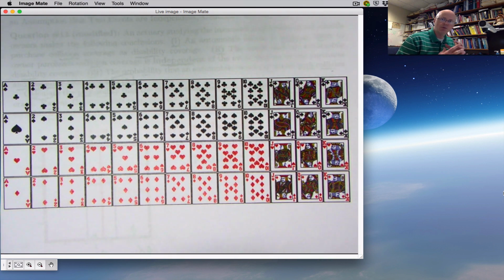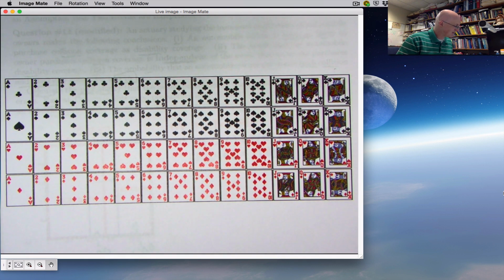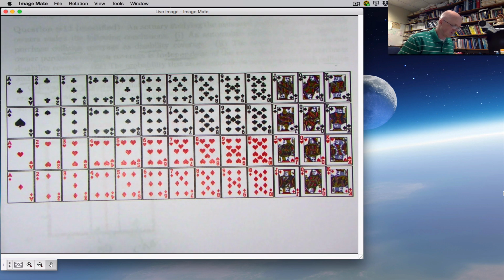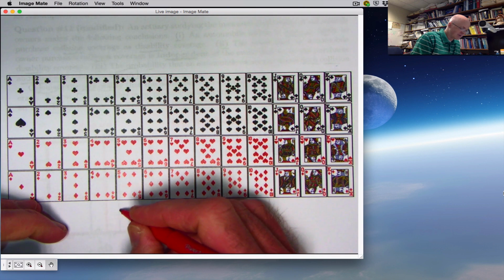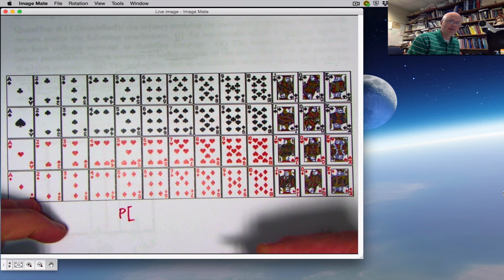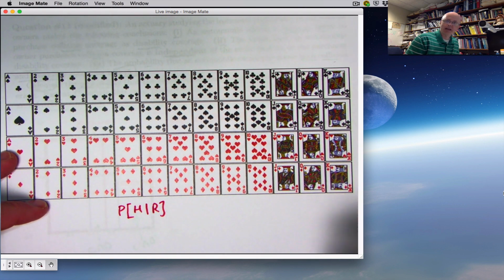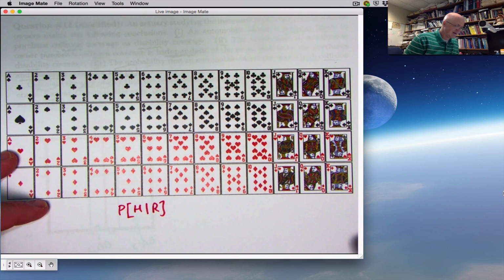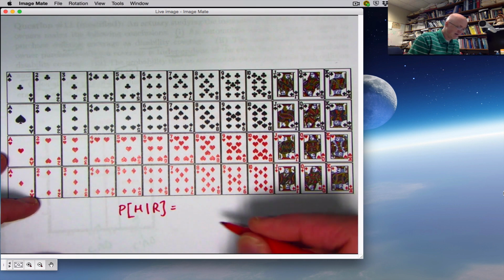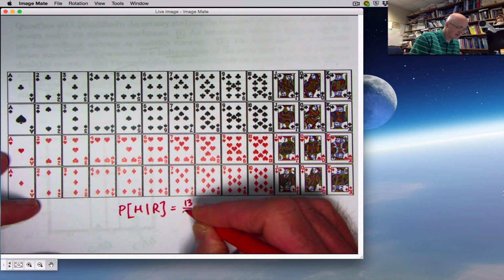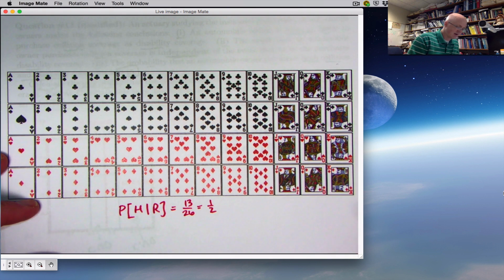If you shuffle a deck of 52 cards and randomly pick out one card, there are certain events you can certainly think about, no pun intended. You could think about what is the probability that the card is red, for example. And you could also ask, what is the conditional probability that the card is a heart if you know it is red? And you just count. There are 26 red cards, 13 of them are hearts. So this probability is 13/26, which is the same as 1/2 or 0.5.